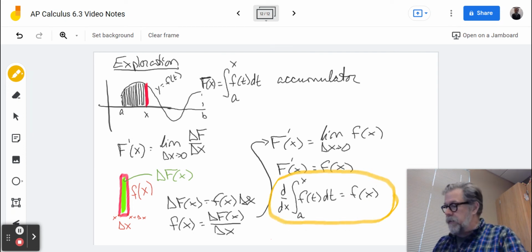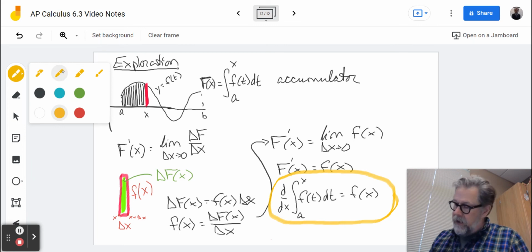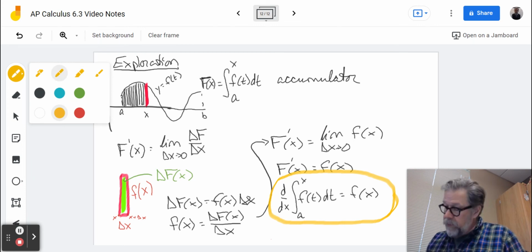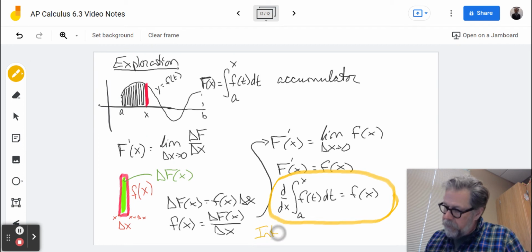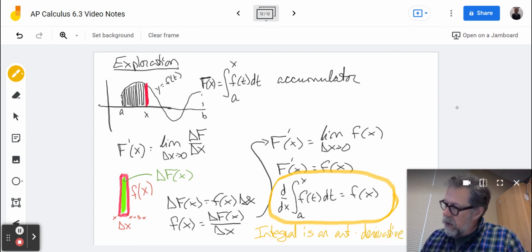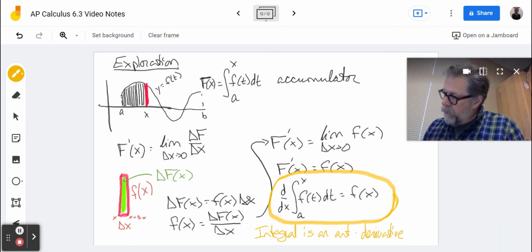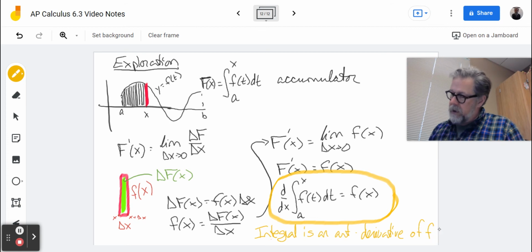And what this tells me is that the derivative and the integral are inverse functions. And we say that the integral is an antiderivative of the function.